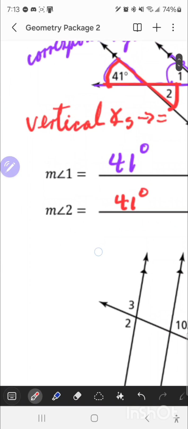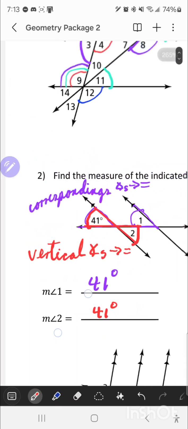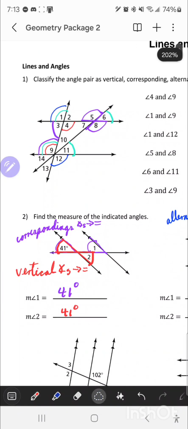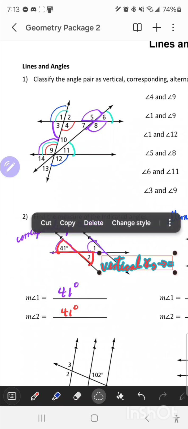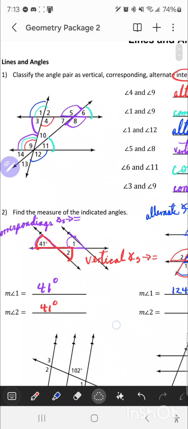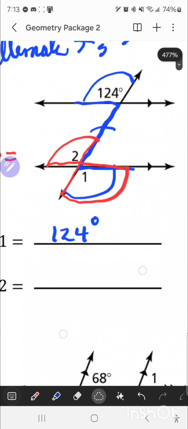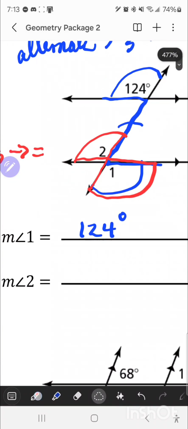So they are vertical angles. As I put it here, vertical angles. Can I put it in the middle? Because it applies to both. And I put both in the same color. So vertical angles are equal, so the measure of angle 2 will also be 124 degrees.